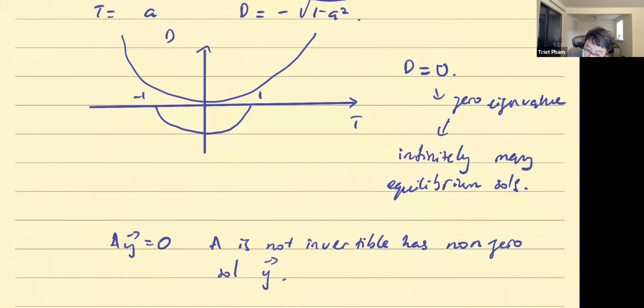Okay. So in other words, anywhere else down here, you only have one equilibrium solution, y equal to 0. Right here, you have infinitely many equilibrium solutions. So that would be a qualitative change. So I would say, right here, a equals plus or minus 1 are bifurcations. Is that okay?